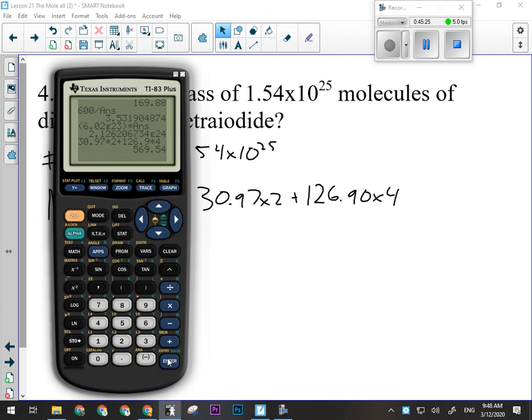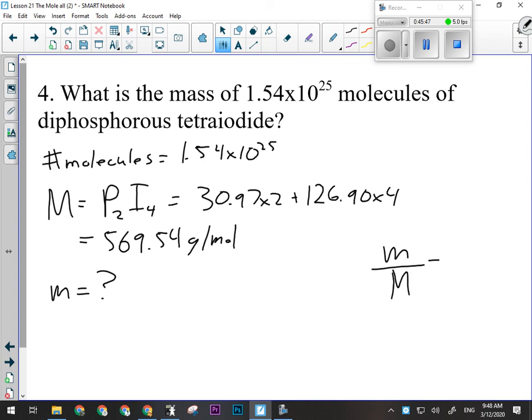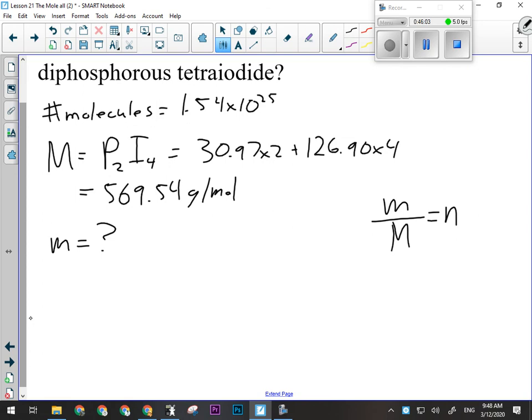Okay, so we're looking at 569.54 grams per mole. I have the molar mass, and they're asking me to calculate mass. If I'm going to calculate mass, little m, I need big M, which I have, and I need n, which I don't have yet. But I can calculate it if I do this kind of a calculation.